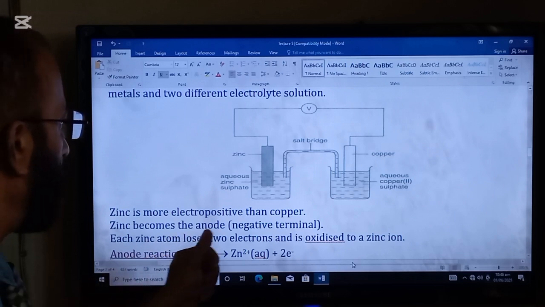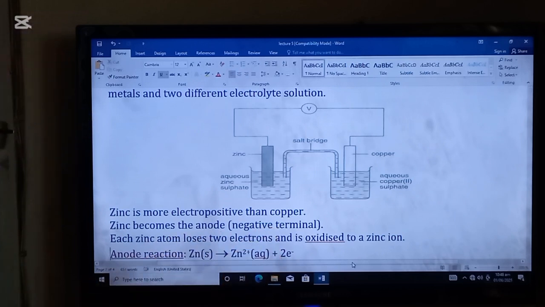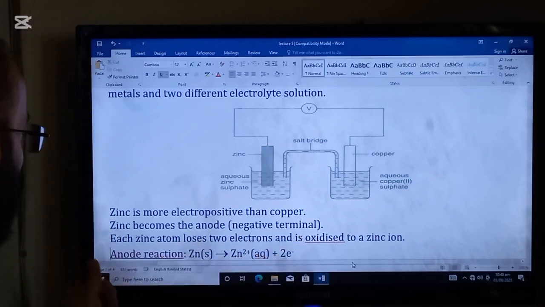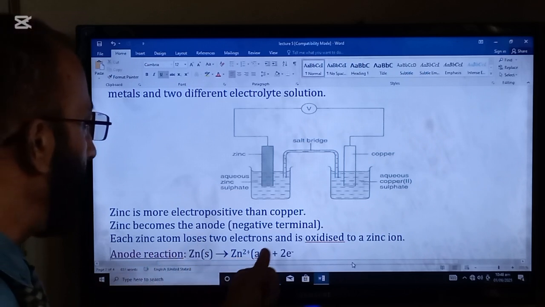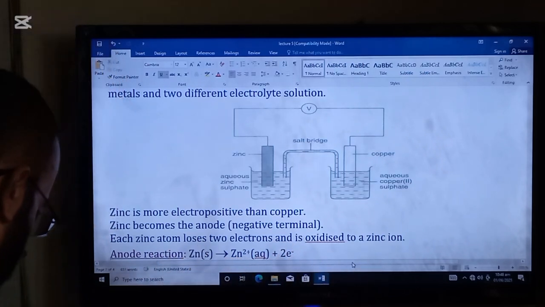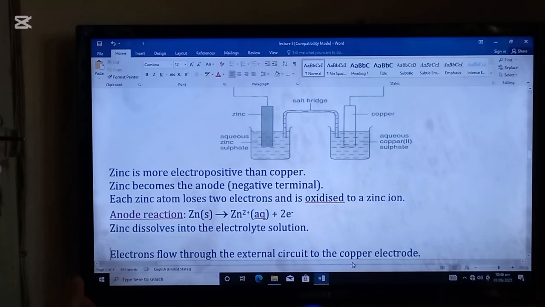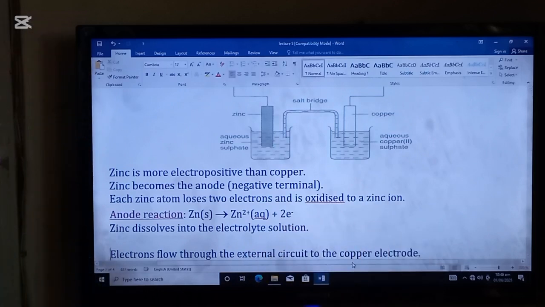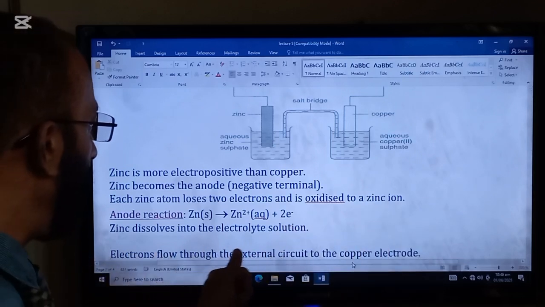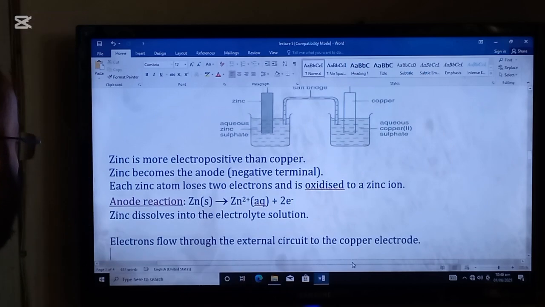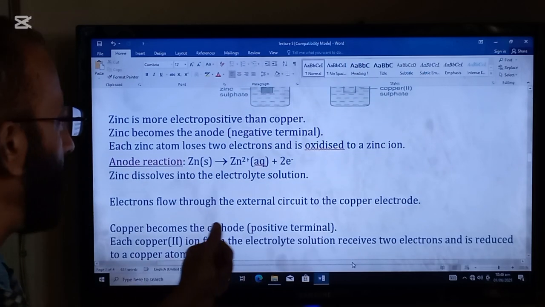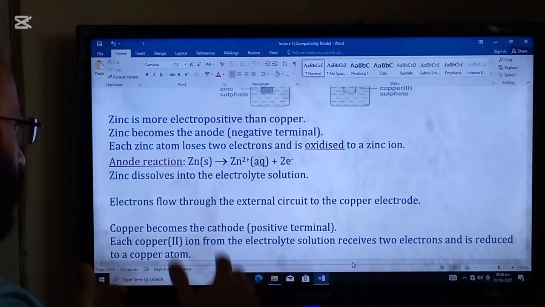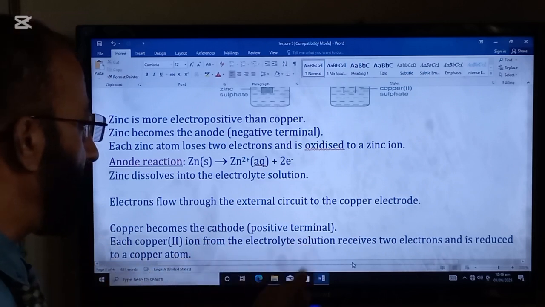Zinc is more electropositive than copper. Zinc becomes the anode, negative terminal. Each zinc atom loses 2 electrons and is oxidized to zinc ion. Anode reaction will be Zn forms Zn2+ plus 2 electrons. Zinc dissolves into the electrolyte solution. Electrons flow through the external circuit to the copper electrode. Whereas the other metal, that is copper, becomes the cathode, positive terminal.